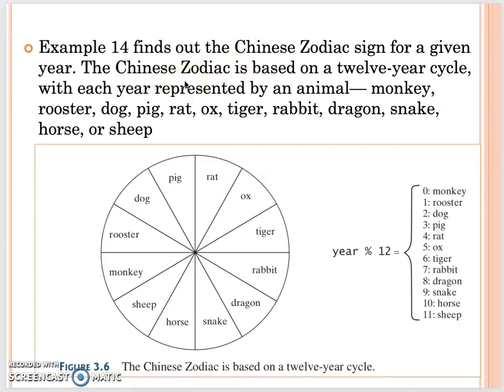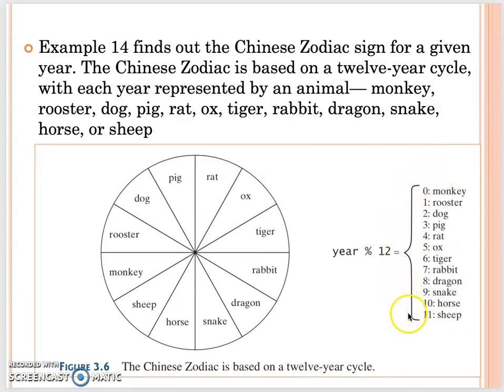Just like the Western horoscope, we have 12 different horoscope signs. In the Chinese one, we have 12 different zodiac animals to represent each year. So those are all the different animals we have. You have monkey, rooster, dog, horse, sheep. Now you can find out what your birth year is.